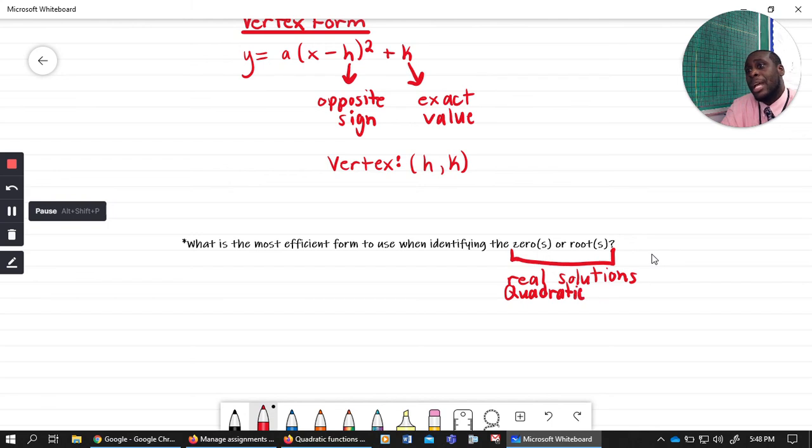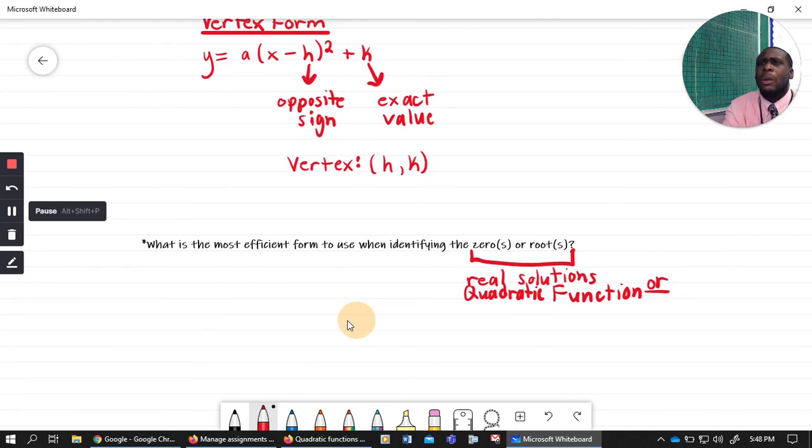Alright, and guys, remember that when we say real solutions for quadratic functions, we are talking about none other than x-intercepts. Oh, yes, we are. We're talking about x-intercepts. Now, if only there was a form for quadratic functions where it was easy to identify x-intercepts.